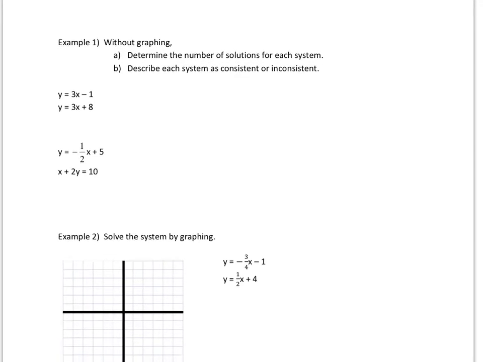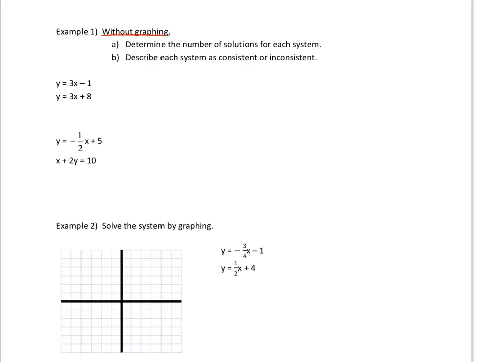Paying close attention to the directions, it says without graphing, determine the number of solutions and describe them as consistent or inconsistent. So we said the number of solutions are decided upon whether or not they are parallel, the same line, or they intersect. And we said key ideas were to look at the slope. And here we notice they have the same slope, which means they're either parallel or the same line. So then we look at the y-intercepts and notice that they are different.